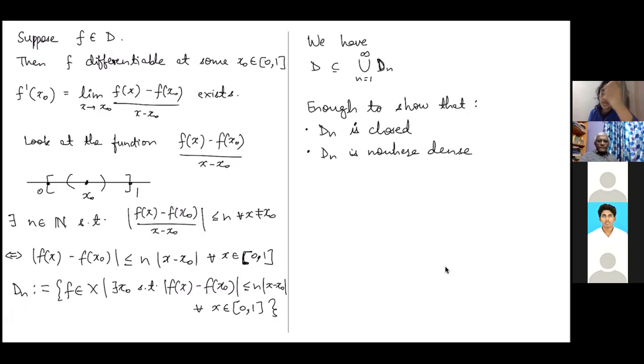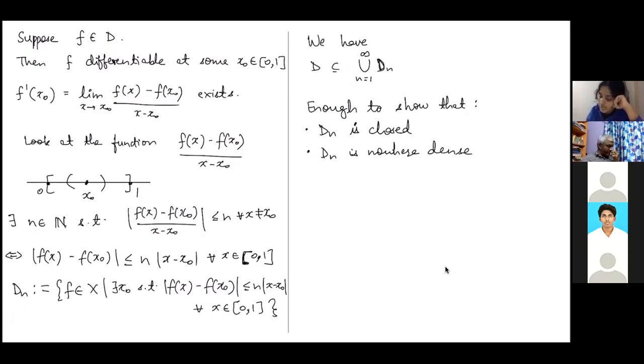And since for all functions in D, I can pick some n such that this entire thing is satisfied, what we get is that D must be in the union of all these Dn as I vary n from 1 to infinity. So not every function in this union has to be differentiable at some point in 0, 1, but every function that is differentiable at some point will be contained in this union.